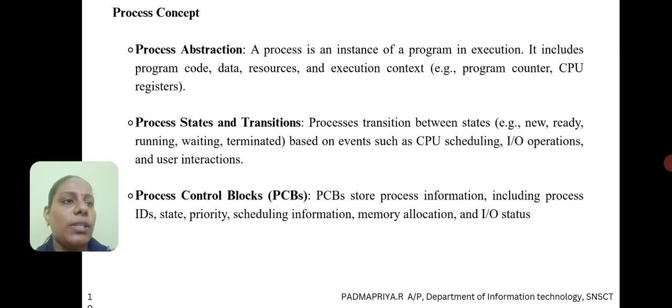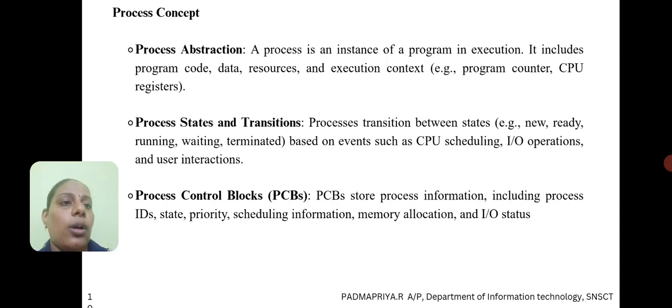Process states and transitions. Processes transition between states, which are new, ready, running, waiting, or terminated, and we have already seen all the states briefly. So here we move to the next topic. Transitions happen based on events such as CPU scheduling, input output operations, and user interactions.